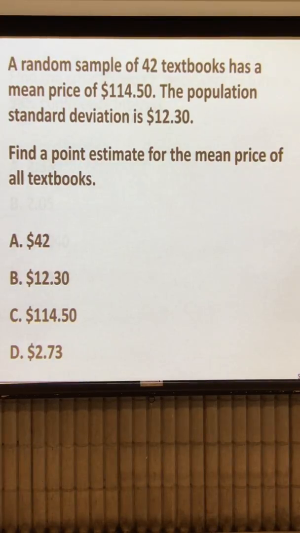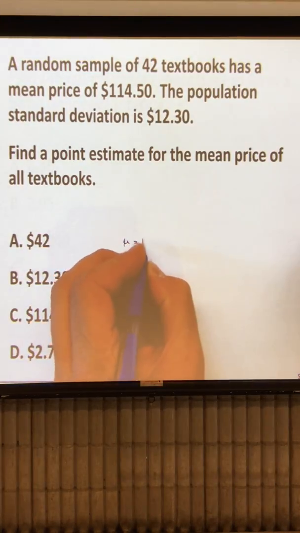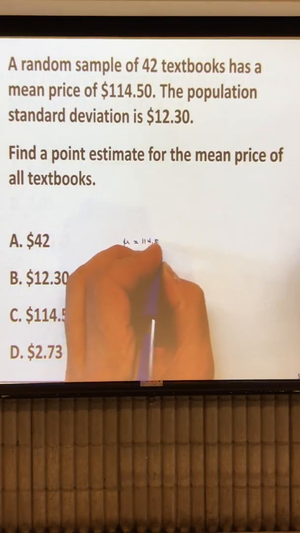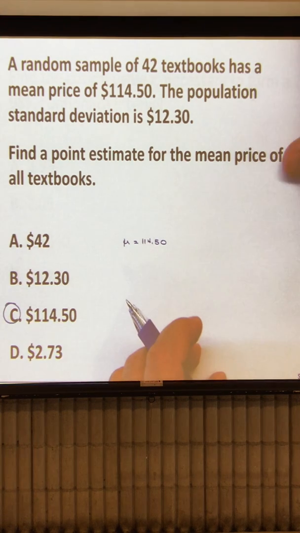Let's go to see the activities for Chapter 9. Problem number 1, find a point estimate for the mean price of all textbooks. This is going to be the mean, which is 114.5. So the mu is 114.5, so the correct answer is going to be C.